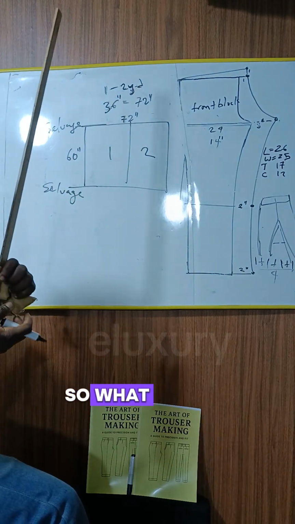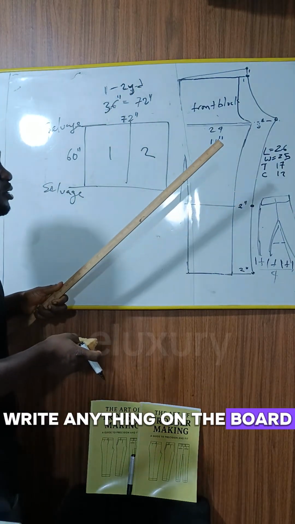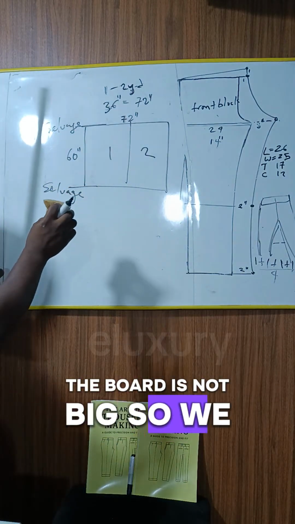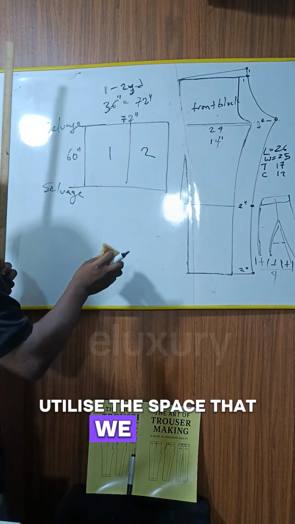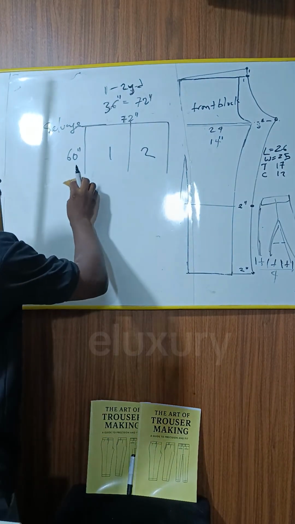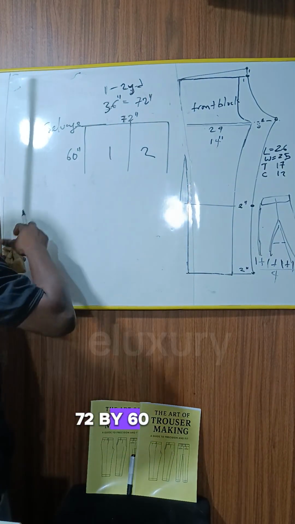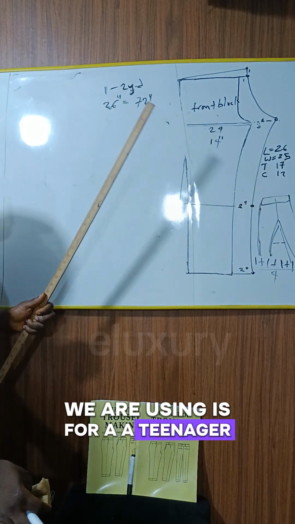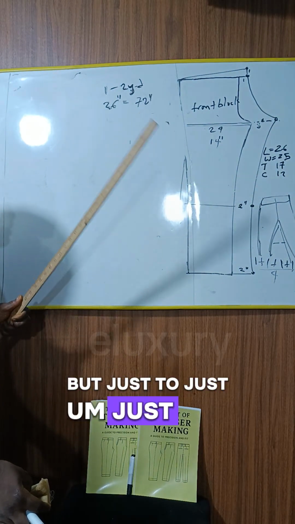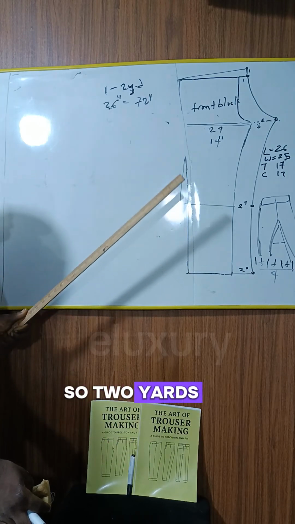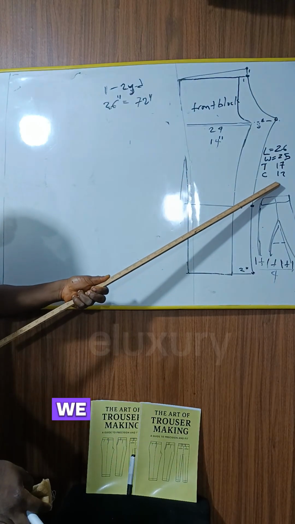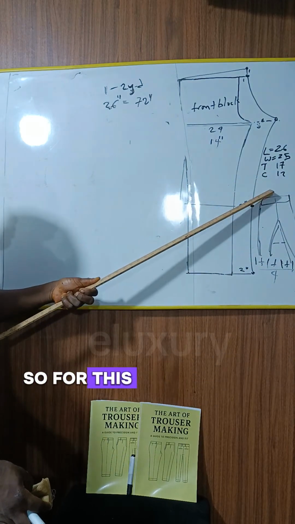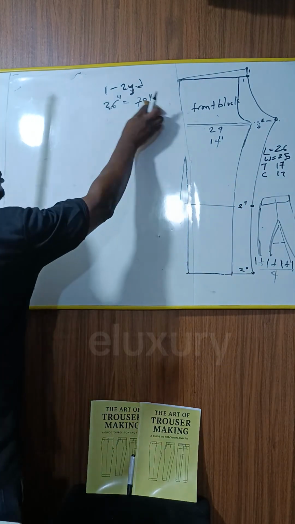Alright, so what are the steps? Please, if I write anything on the board, try to write it on a piece of paper in your book, because I'll be cleaning and writing again. The board is not big, so we have to utilize the space that we have. So don't forget, the material we are using is 72 by 60 inches. That's the material we need. Though the measurements we are using are for a teenager, just for the sake of the class we are using 2 yards. In real life, we might not use all the 2 yards; 1 yard would have been enough for this measurement. But for the sake of the video, let's use 2 yards.